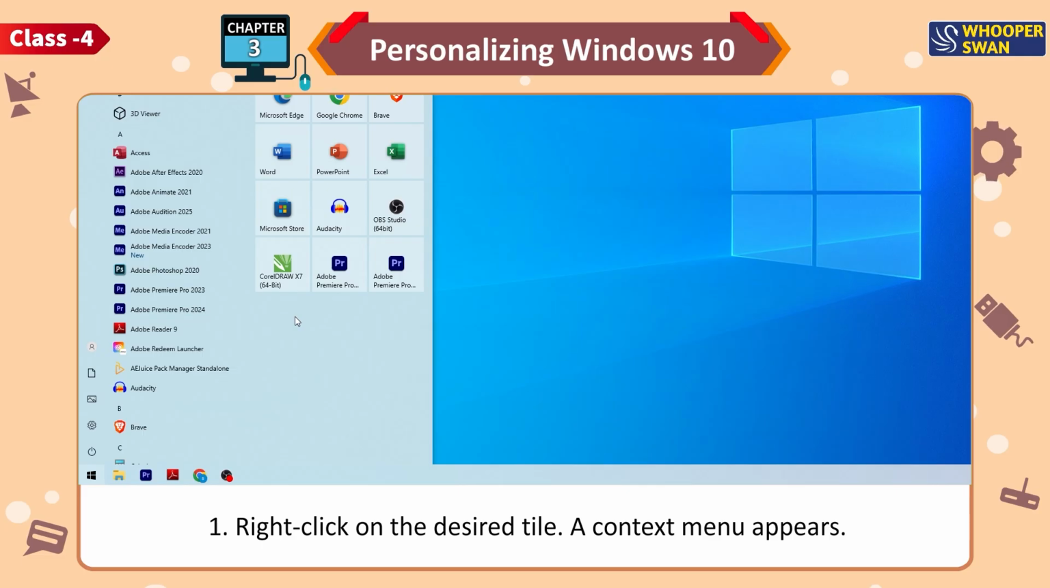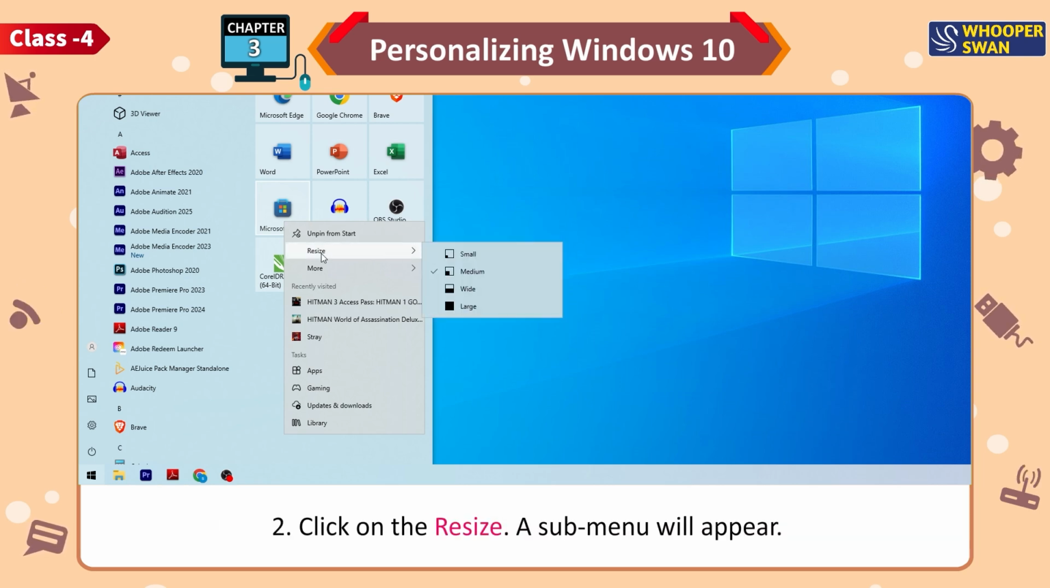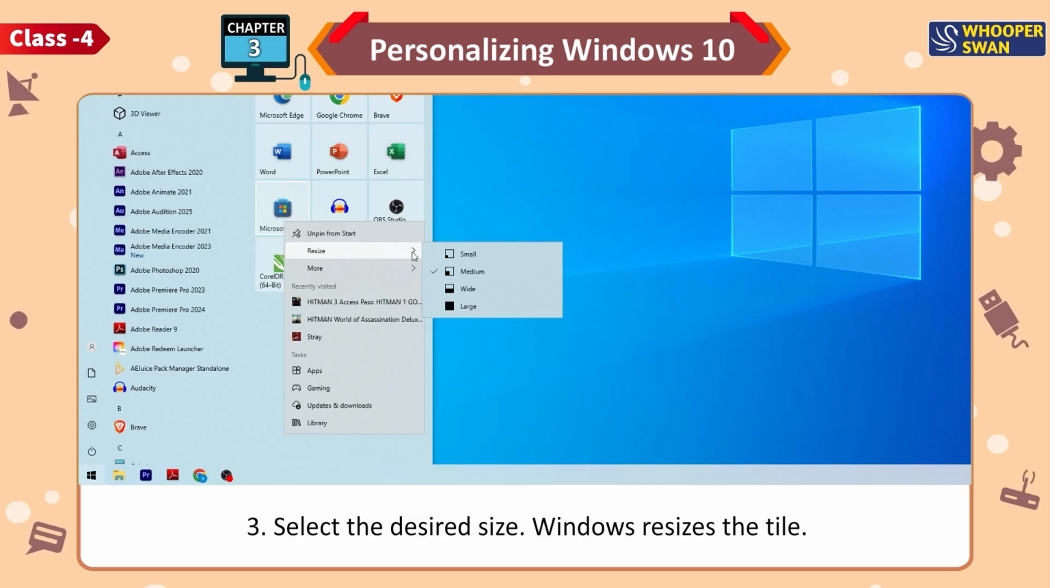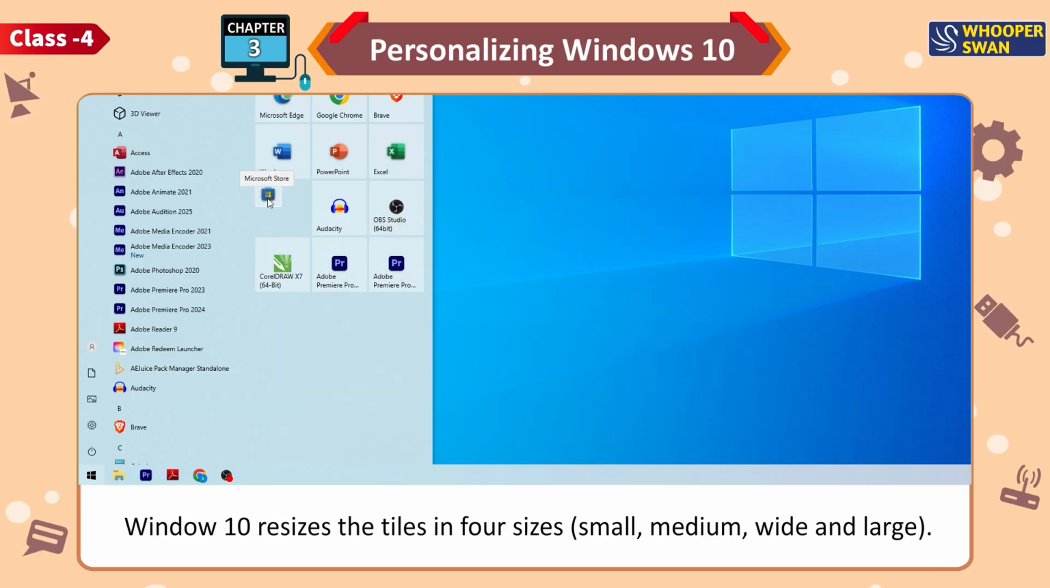Step 1. Right-click on the desired tile. A context menu appears. Step 2. Click on the resize. A submenu will appear. Step 3. Select the desired size. Windows resizes the tile. Windows 10 resizes the tiles in 4 sizes: small, medium, wide and large.